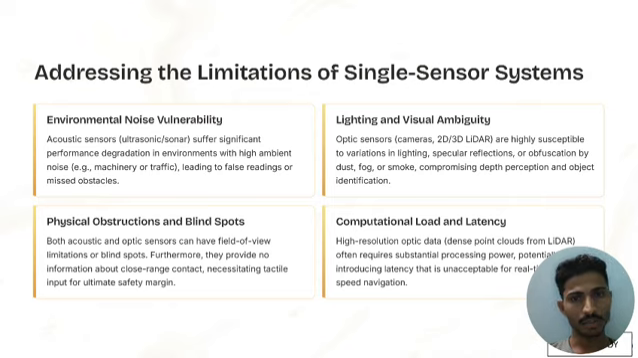And lighting and visual ambiguity. Optic sensors are highly susceptible to variations in lighting or obstruction by dust, fog, or smoke.